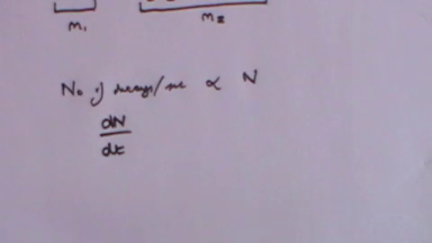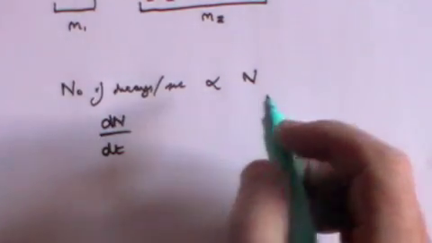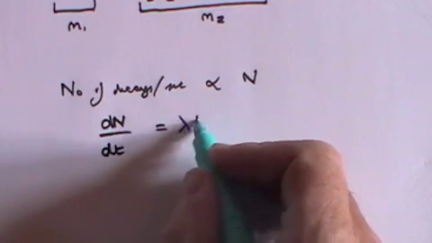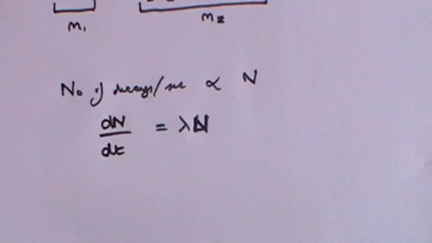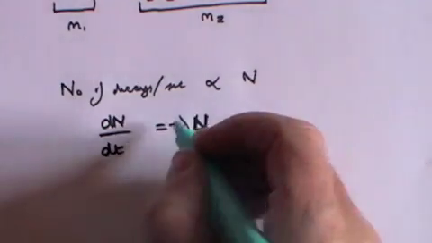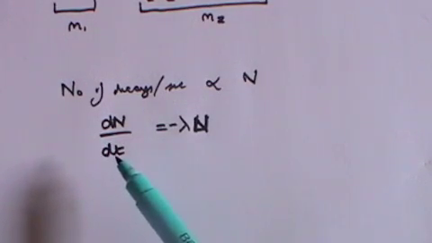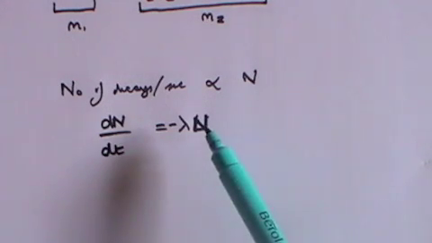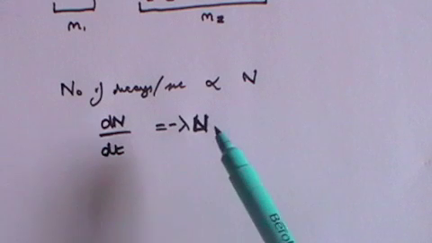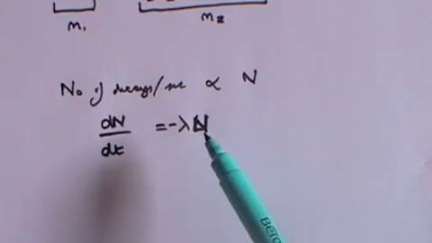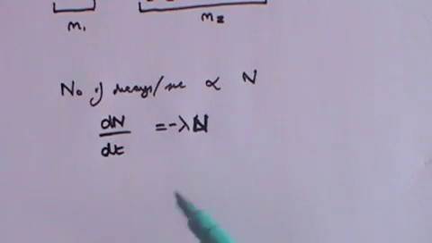N is the number of nuclei that have not yet decayed. So the rate of change of those with time is going to be proportional to N, and that is going to be equal therefore to lambda N, where lambda is now just a decay constant. It's a constant. And I'm going to put a minus sign in front of the lambda because, of course, what dN by dt is doing is decreasing the number of nuclei, not increasing them. So if N were increasing, then dN by dt would be lambda N. If you are decreasing the number of nuclei, then dN by dt is minus lambda N.